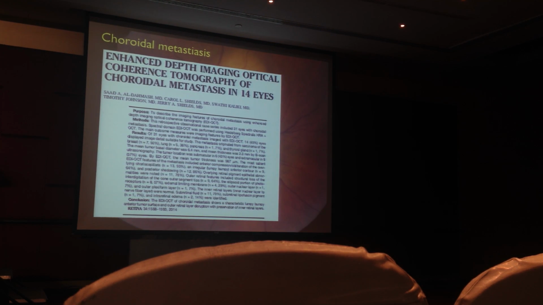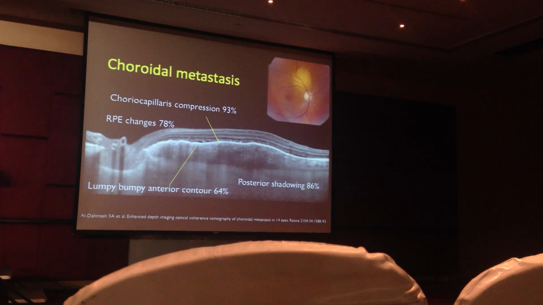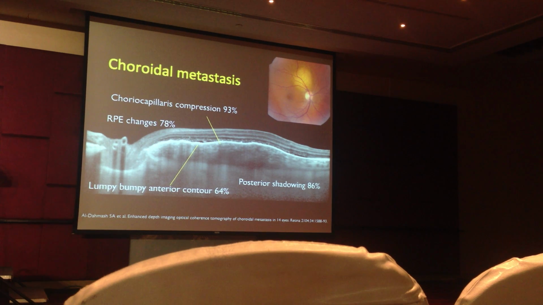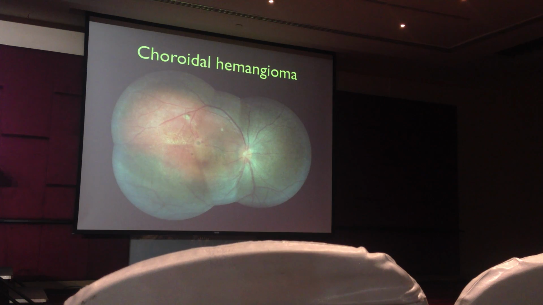So enhanced depth imaging OCT can be helpful in diagnosing choroidal metastasis, whereas the lumpy-bumpy anterior contour of the surface has been found in 64% of the tumors, compared to melanoma. Usually it's dome-shaped.